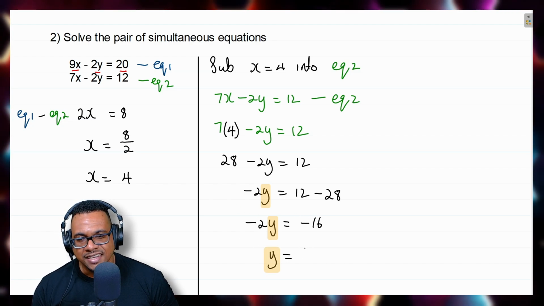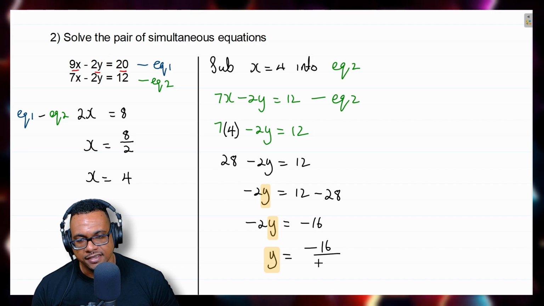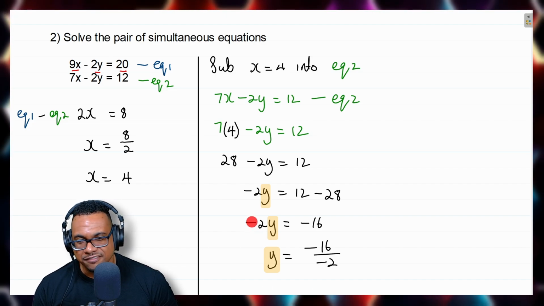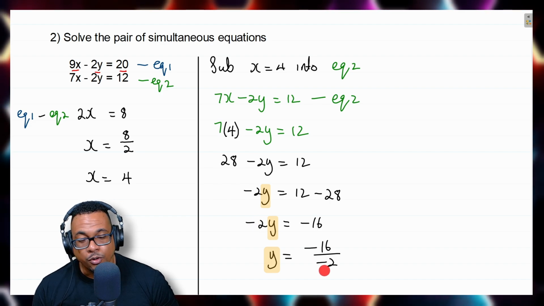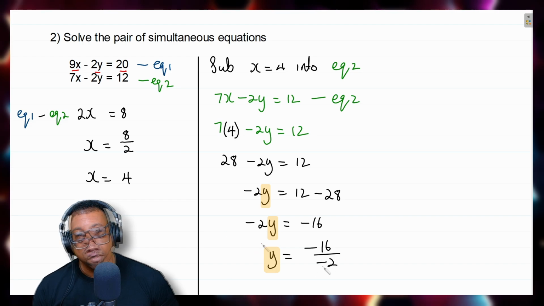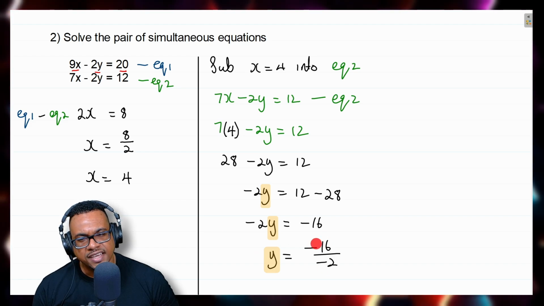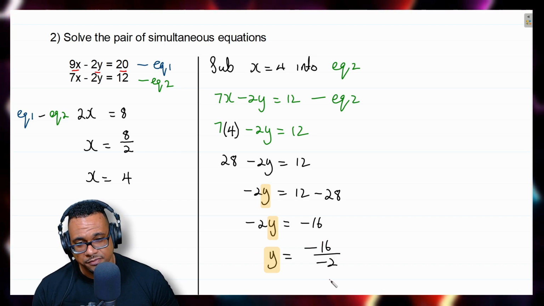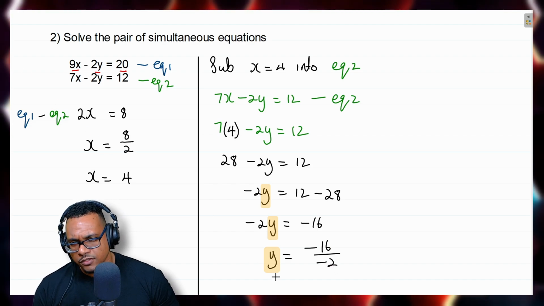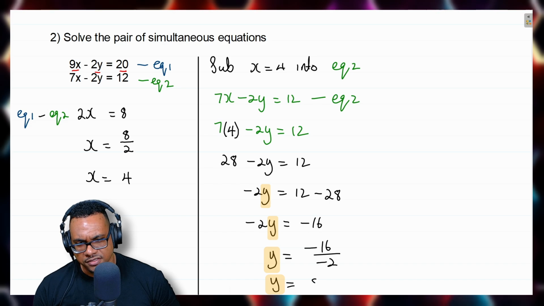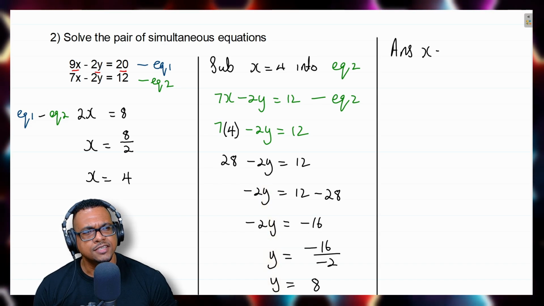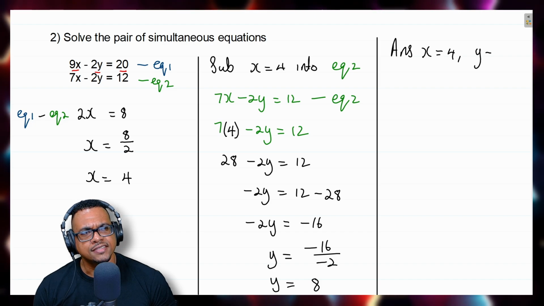So y is equal to negative 16 divided by negative 2. Now notice the sign didn't change here from negative to positive. It remained the same. What was taking place was multiplication to division. So now what we have here is that we are dividing two negative numbers, so the answer will be positive. And 16 divided by 2 is 8. So we're going to get positive 8. So y is equal to positive 8. So my answer will be x is equal to 4 and y is equal to 8.